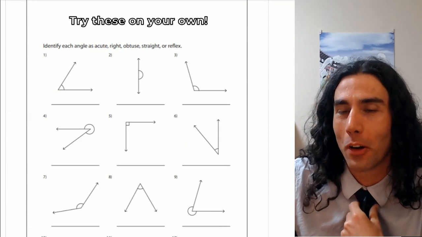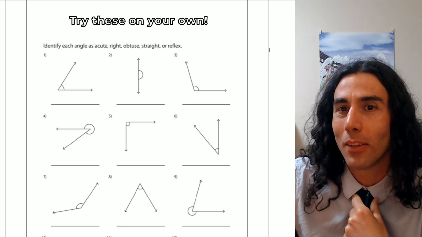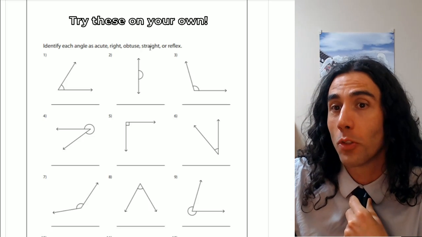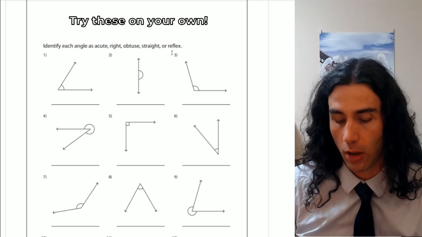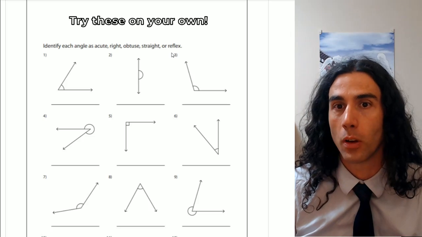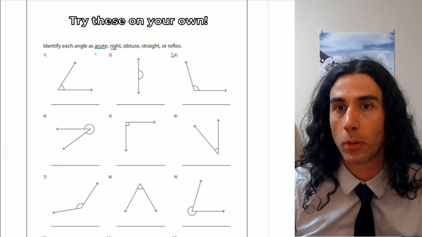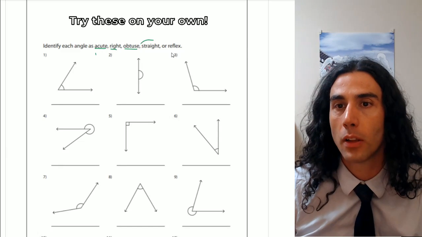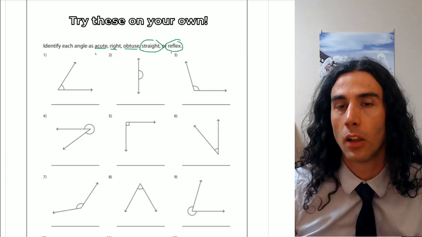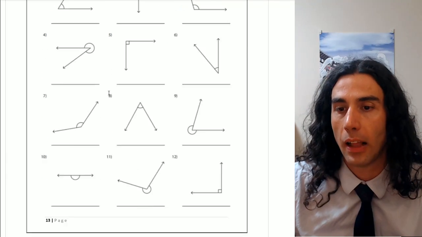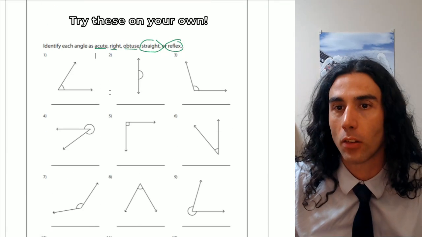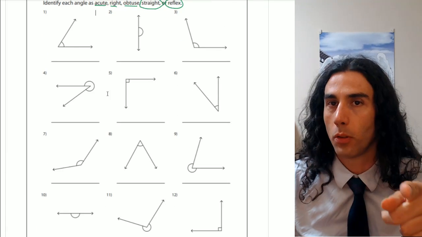Try these on your own. I want you to identify these ones as acute, right, obtuse, straight, or reflex. There's a few of those you've already done. We've already got the acute ones, the right ones, the obtuse. But the new ones are the straight and the reflex. I want you to have a go at that page, and then I'm going to give you the answers. So pause the video. I'll pause this.